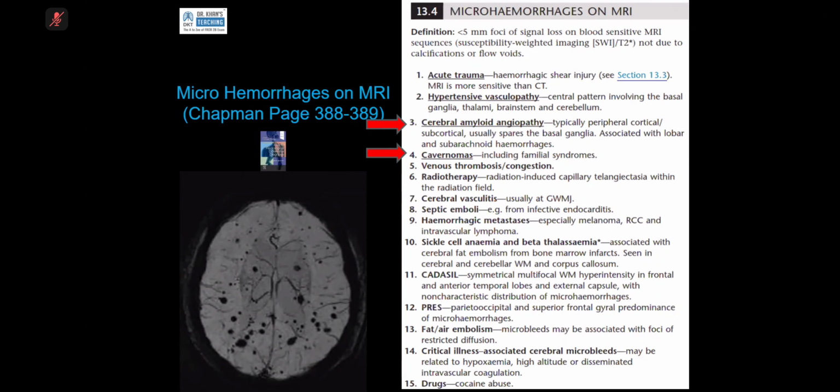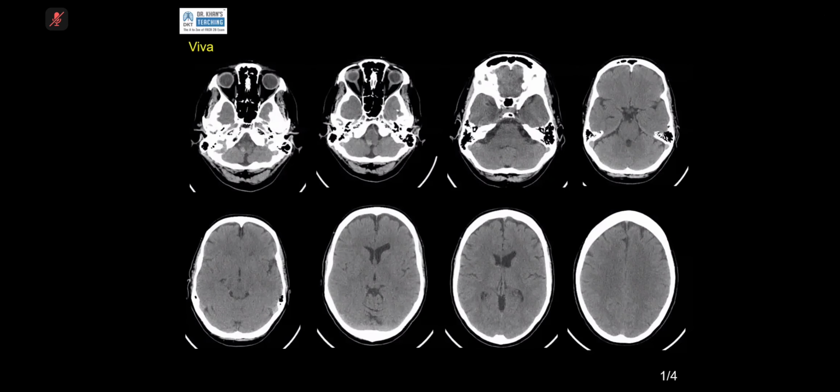In our case, the main thing is cerebral amyloid angiopathy versus cavernoma versus hypertensive. The key thing is that there should not be any high signal intensity foci in white matter. Now, this is another presentation of cavernomas which will come in the exam.